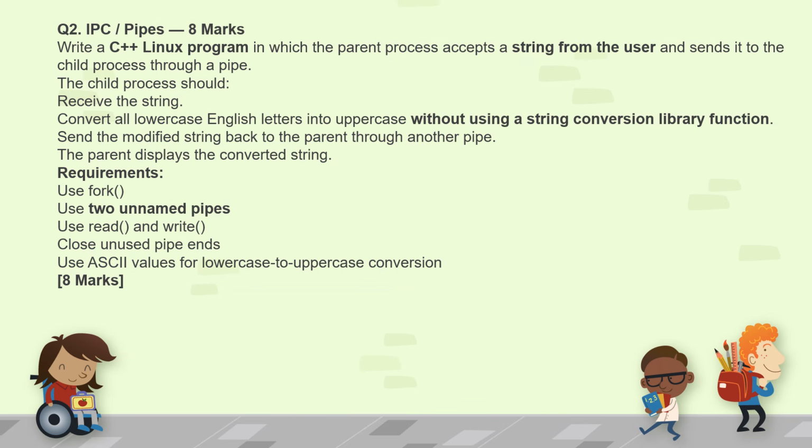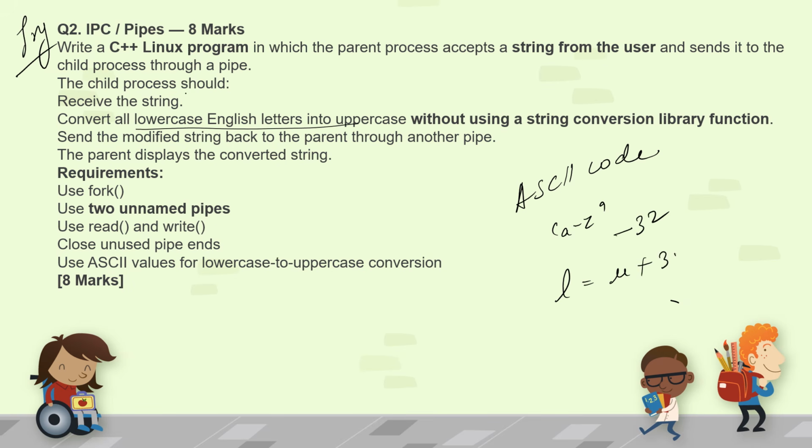Then the second is on IPC and pipes. Here you have to convert to all lowercase. This also we have done. Try it on your own. Don't look at the solution that we've done. Use the concept of ASCII codes where we used -32. L is equal to U plus 32. Try this concept and I think you'll be able to solve this question.